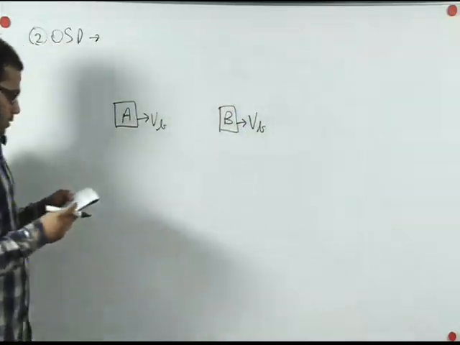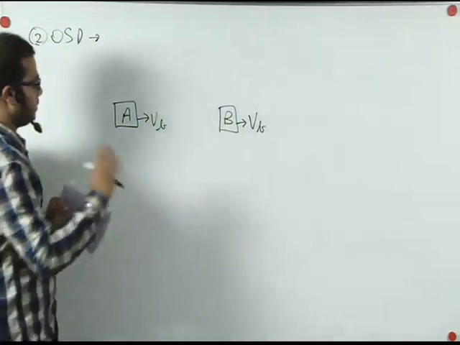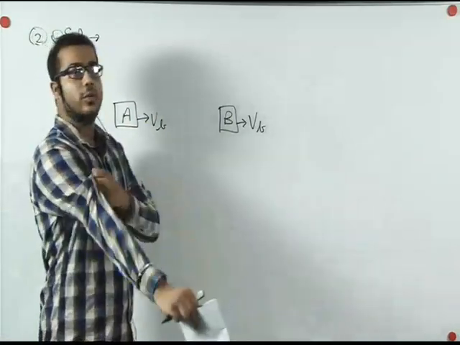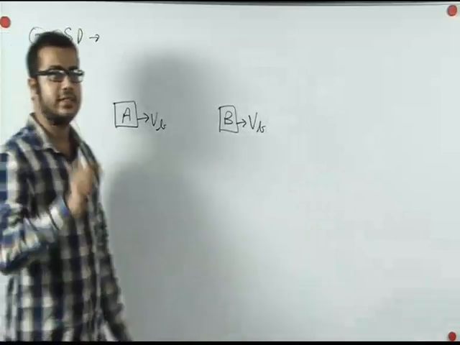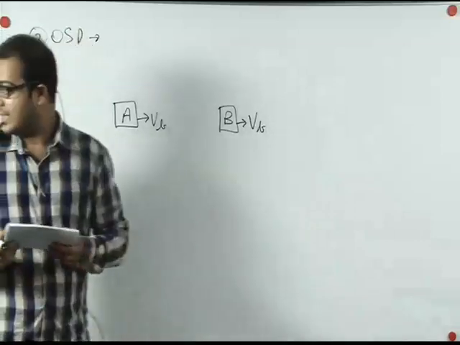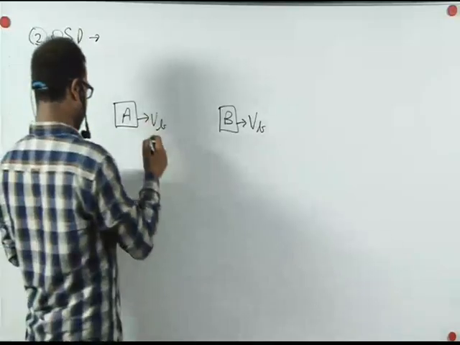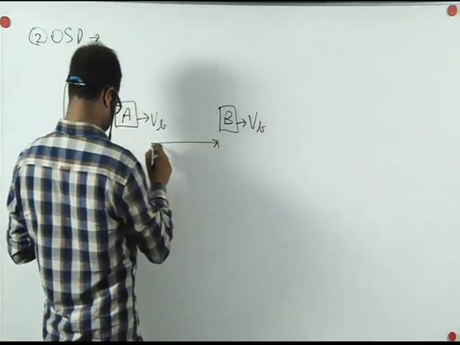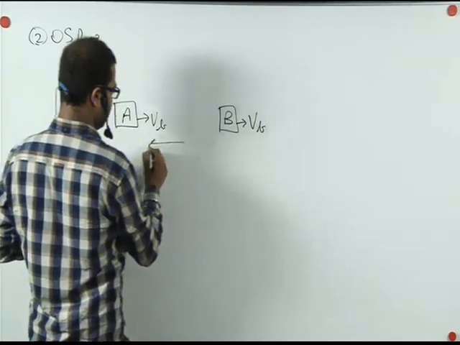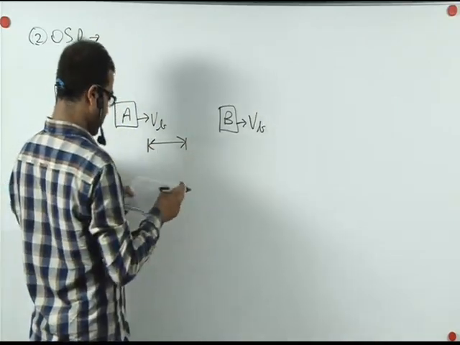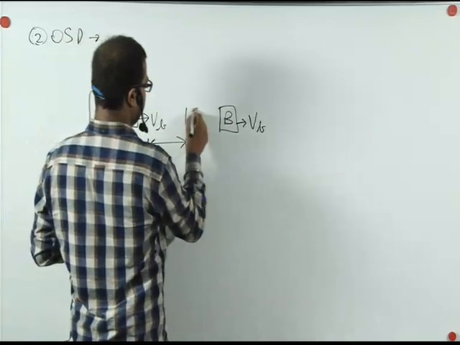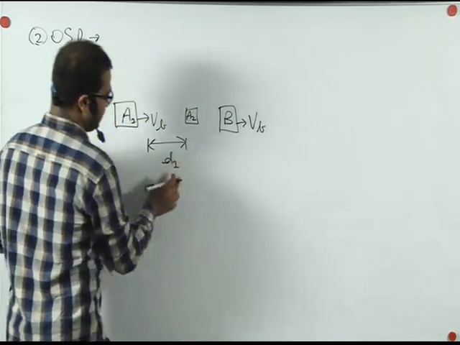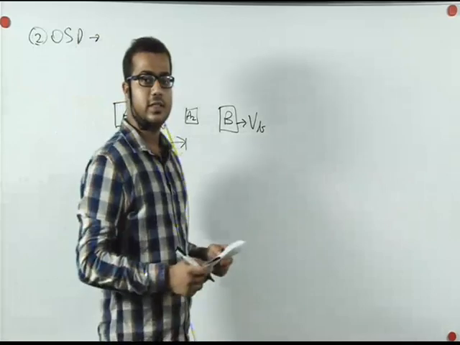Suppose first driver A will decide that he has to overtake this vehicle. It will take some reaction time before he decides to overtake. That time is the reaction time. So we will consider this particular distance between A and B, and we will name it A1 and A2. We will name this distance as D1.